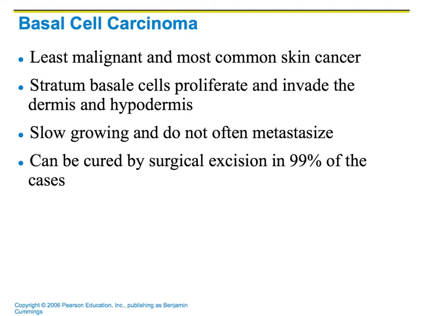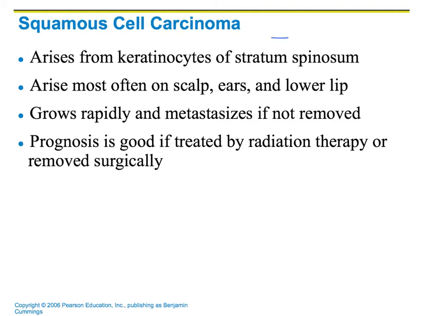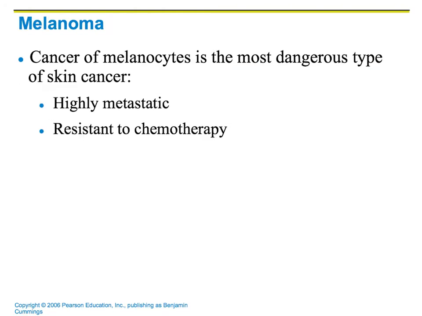The thing you should recall is the layer of the epidermis where you find each specific cancer. A basal cell carcinoma obviously is in the stratum basale. Squamous cell carcinoma is in the stratum spinosum. Melanoma is going to be of a melanocyte, and the melanocytes again are found in the stratum basale.